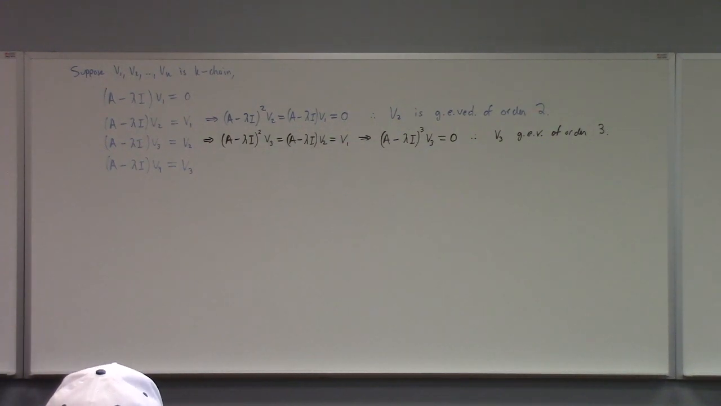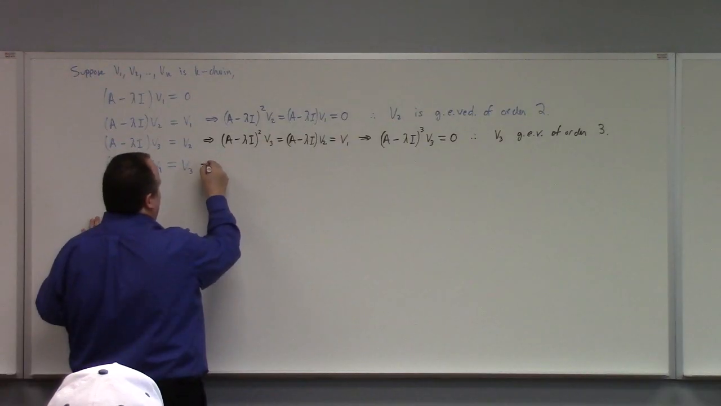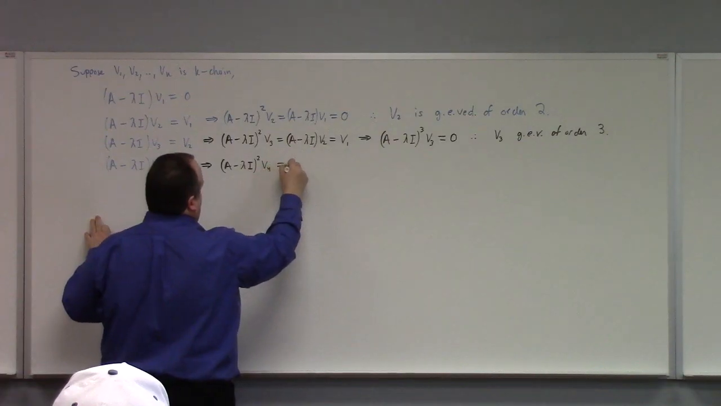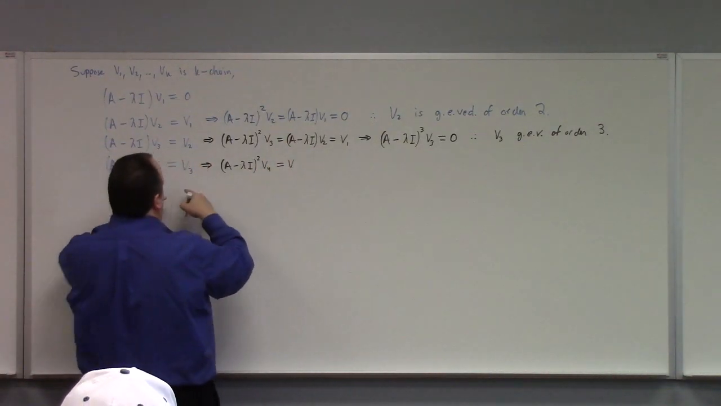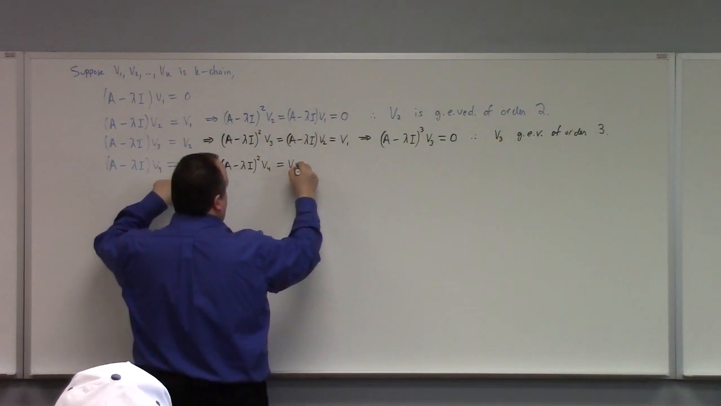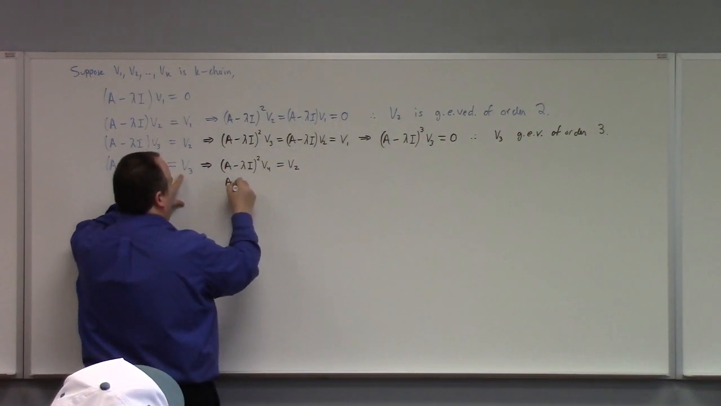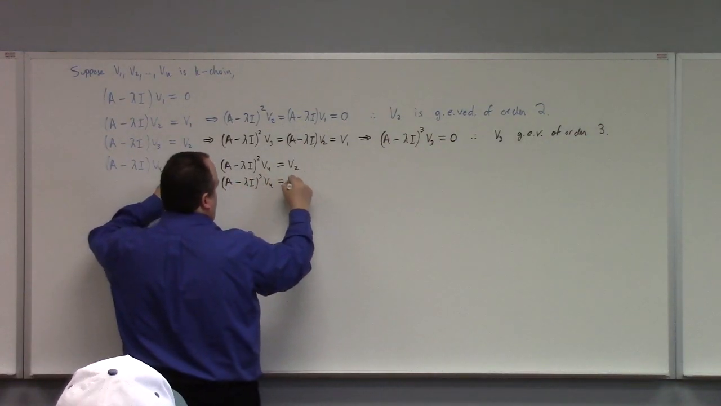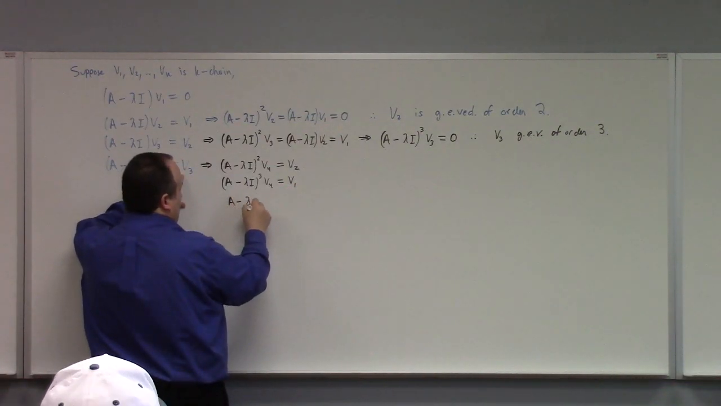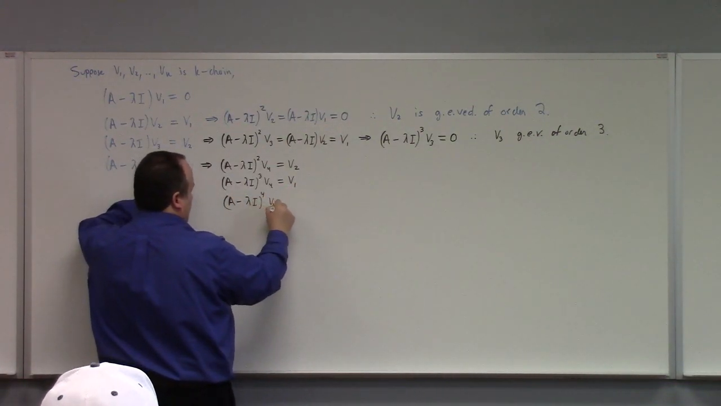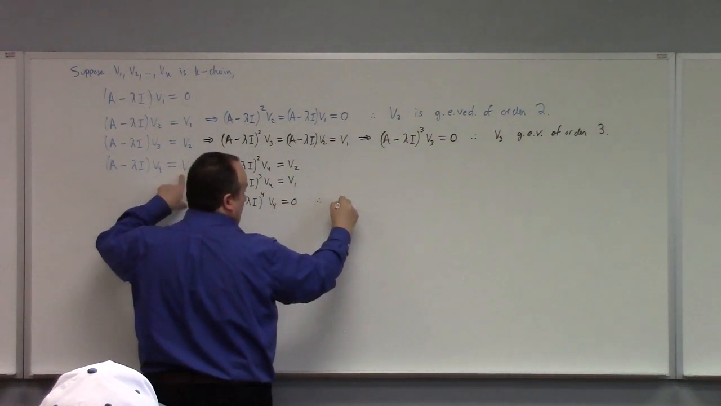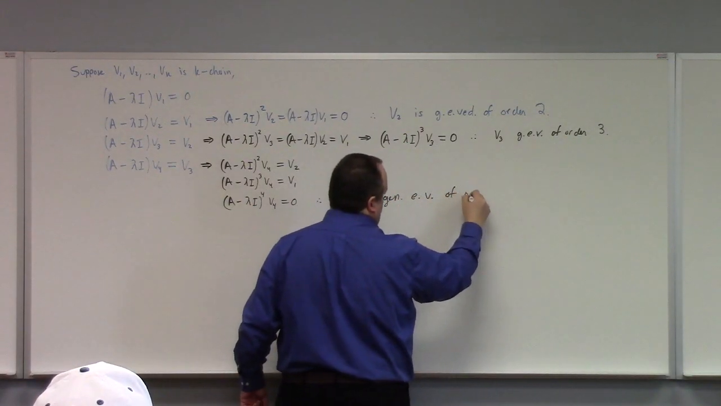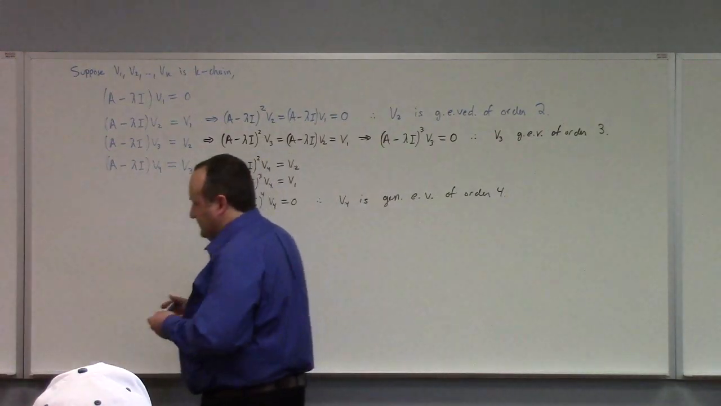Starting to notice a pattern. What do you think is going to happen next? So we do, that goes to v3 and then v2, right? And (A minus lambda I) cubed on v4 gives us v1. And then finally, (A minus lambda I) to the 4th on v4 gives us 0. So therefore, v4 is a generalized eigenvector of order 4.